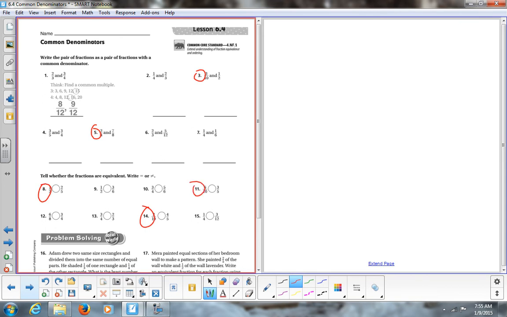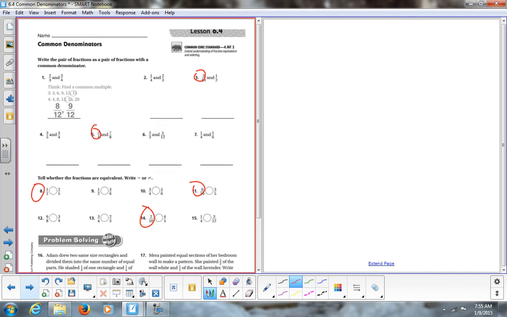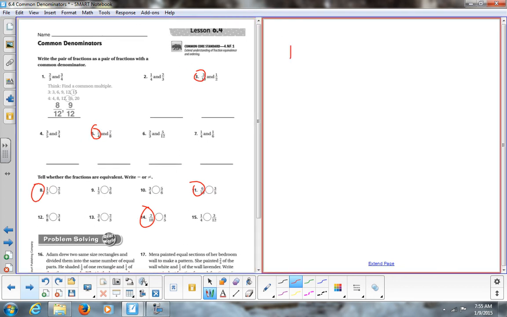Okay, so I can't see that. 1/2. Yeah. So we have 1/2 and 2/5.